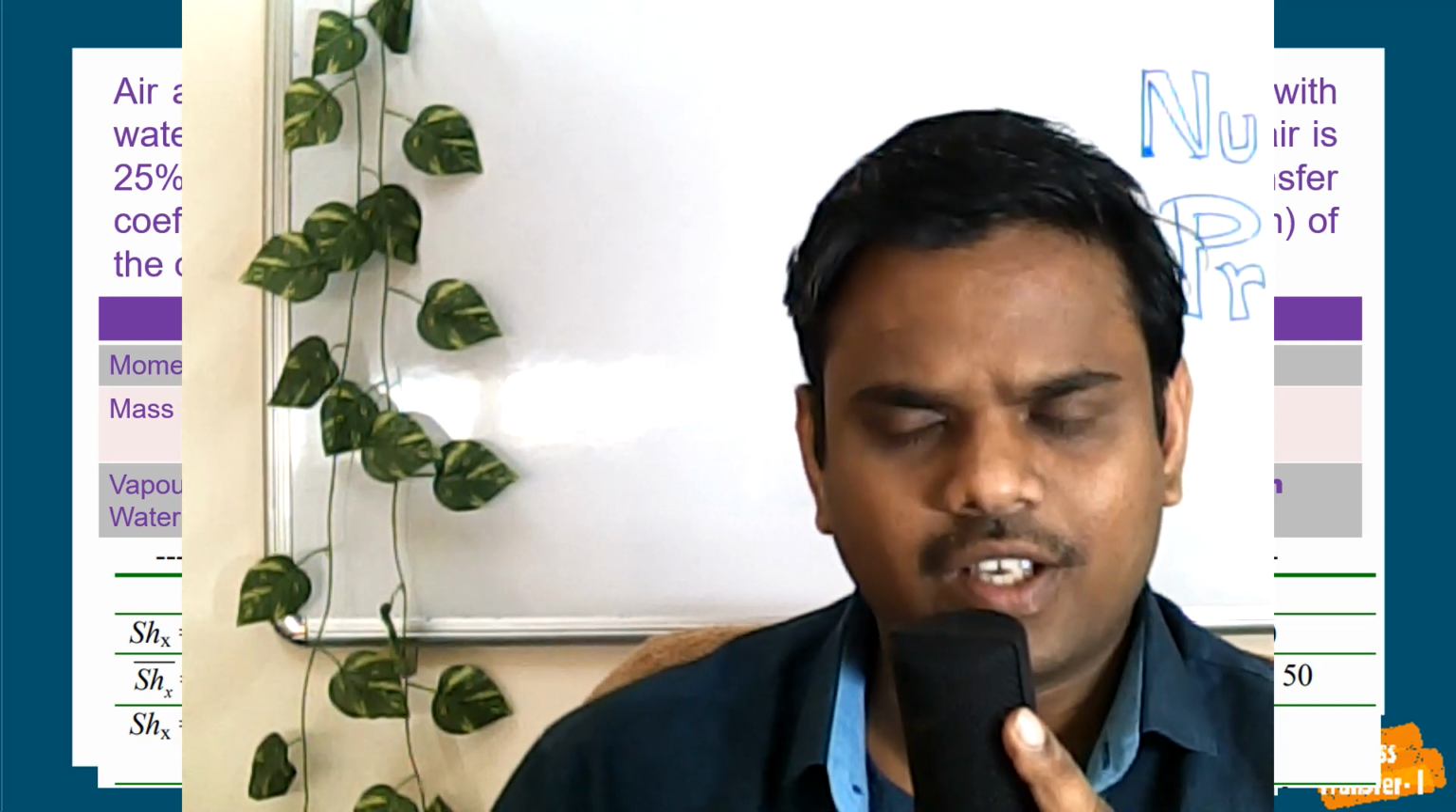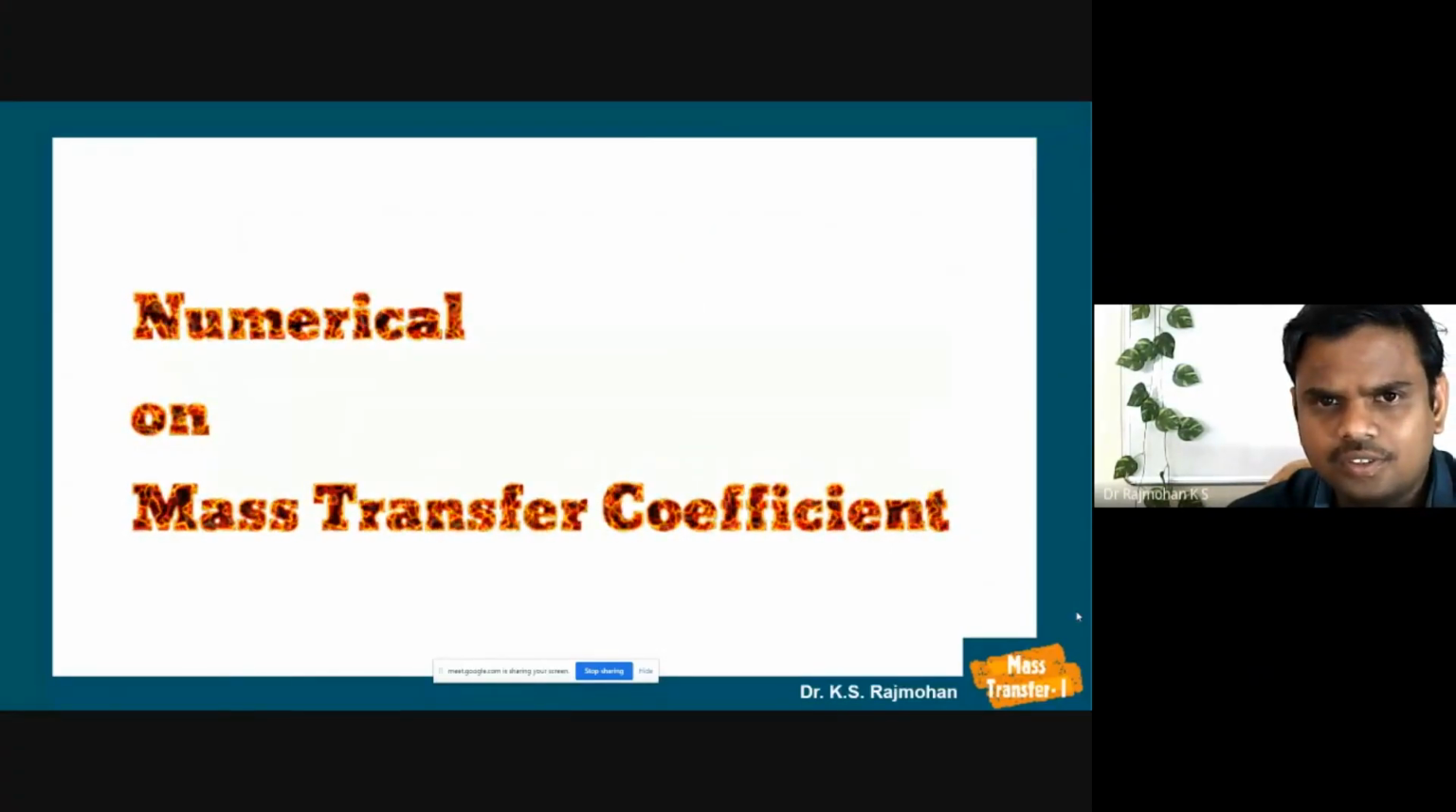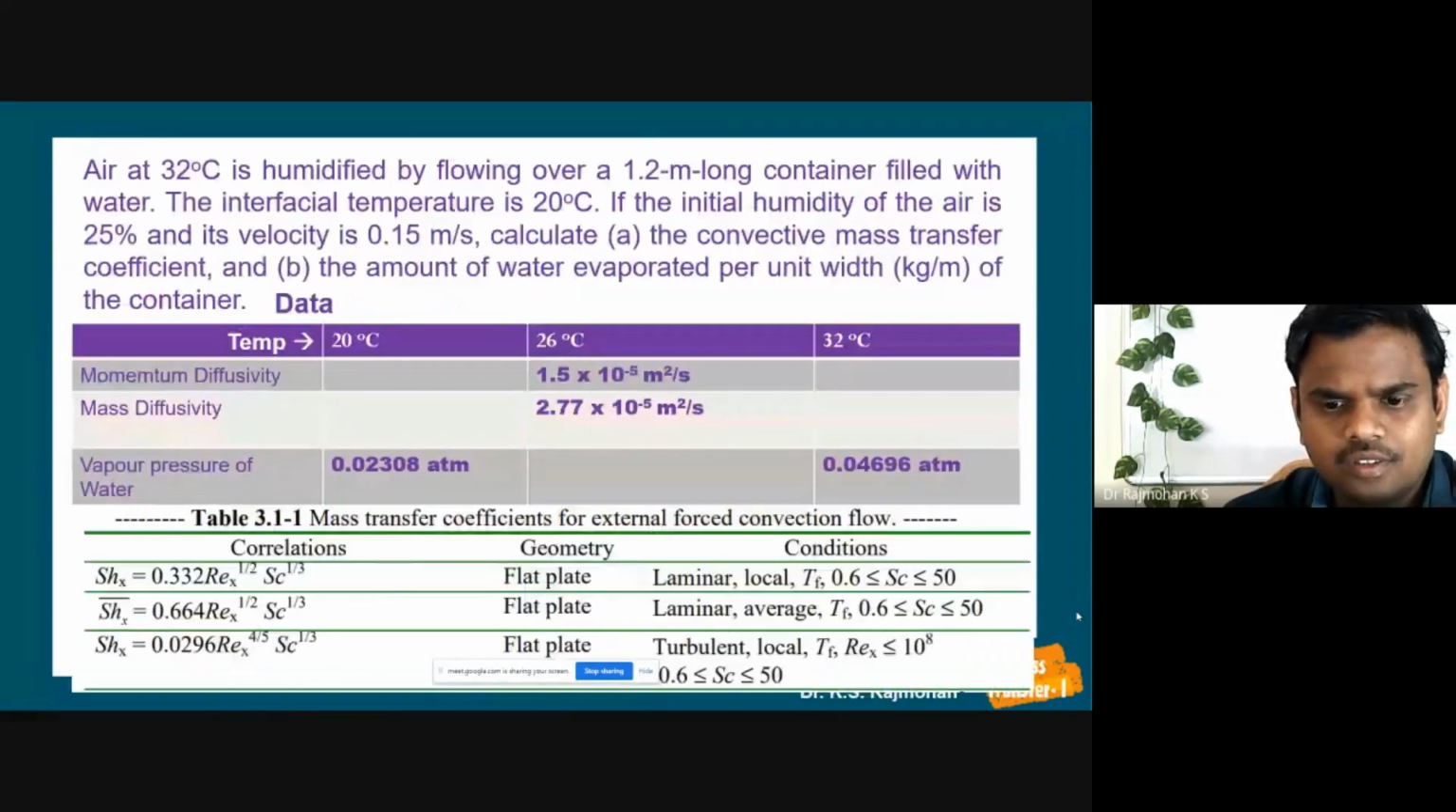So if you multiply by area and multiply by molecular weight, we get the final answer in terms of kg per second. Okay, please try to solve this problem. Numerical on mass transfer coefficients. So how to proceed with this problem?